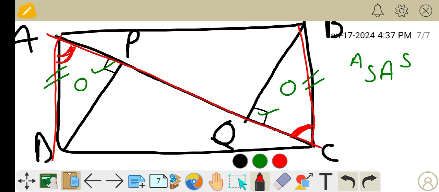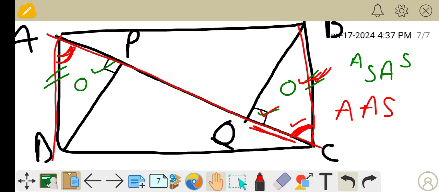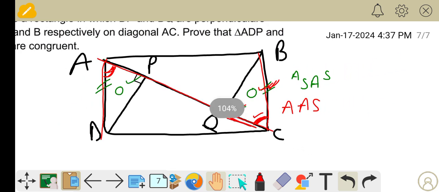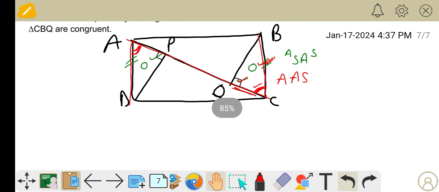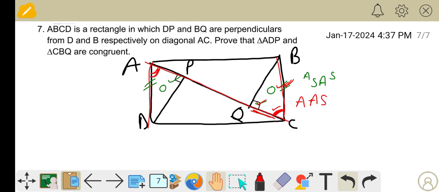Now in both triangles we can see that one angle, a second angle and one side are equal. So this is the AAS criterion, because our equal side is not between the two angles, so this is not ASA, this is angle angle side. So using the AAS criterion, both triangles are congruent. This is all the questions which were asked in the test.